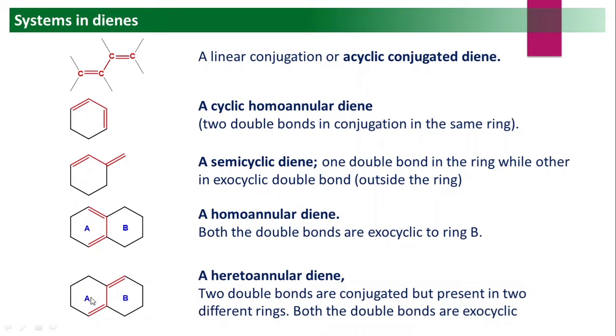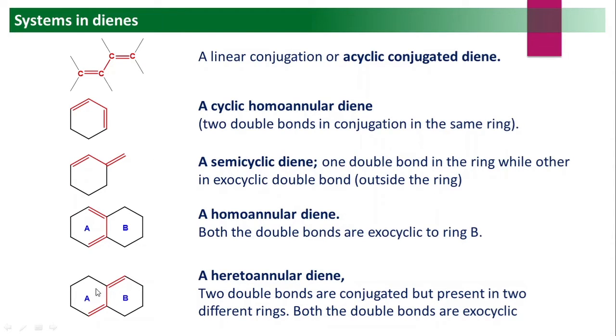In this case this is a heteroannular diene, because these double bonds are present in 2 rings, not in a single ring. These are conjugated diene systems. The 2 double bonds are conjugated but not present in a single ring; they are present in 2 different rings. That's why these are called heteroannular dienes.